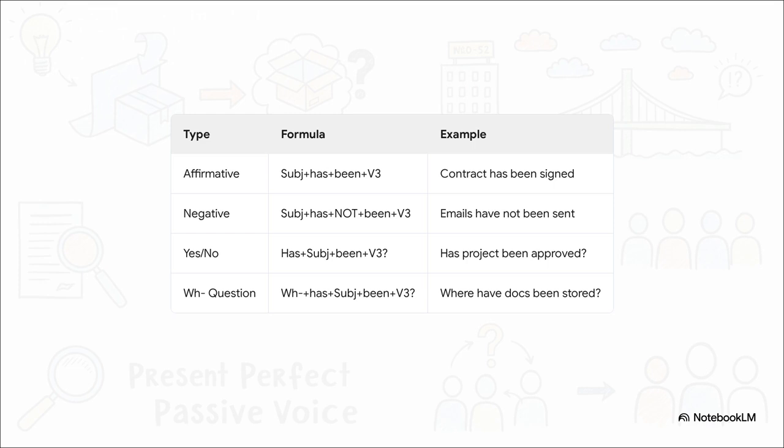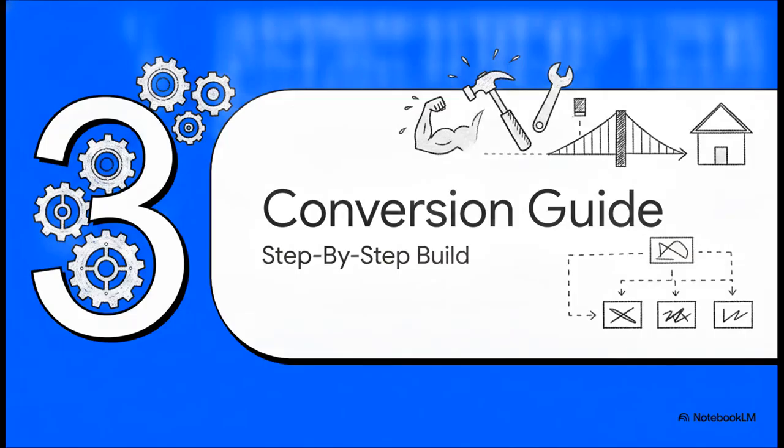I highly encourage you to hit pause and take a screenshot of this perfect cheat sheet right now. In the affirmative, we have the contract has been signed. In the negative, we just slide a not right in the middle. The emails have not been sent yet. For a yes/no interrogative question, we just flip the order. Has the project been approved? And for a WH question, it goes right at the very front. Where have the documents been stored? Notice how been stubbornly stays locked right next to that V3 verb in every single variation. It doesn't budge.